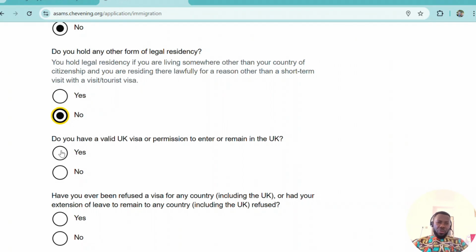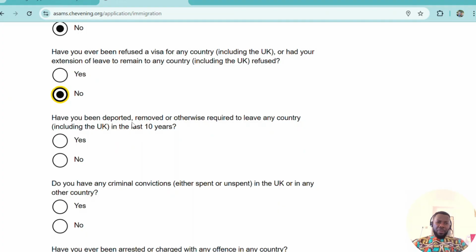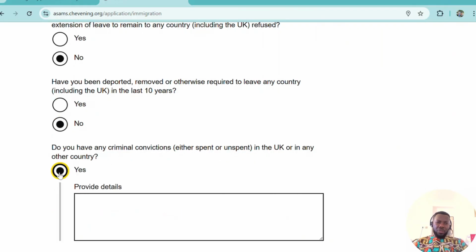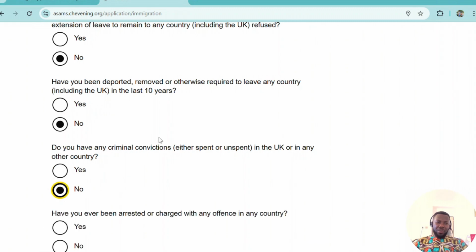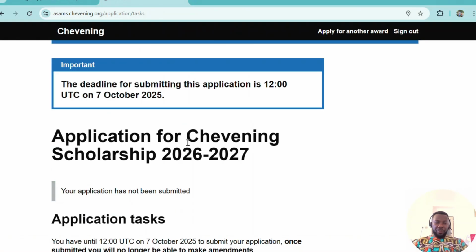Okay. Do you have a valid UK visa or permission to? No. Have you ever been refused? No. Have you ever been deported, removed, or no? Do you have any criminal convictions, either spent or unspent in the UK or in any other country? No. Have you ever been arrested or charged with any offense in any country? No. Save and complete. Good.